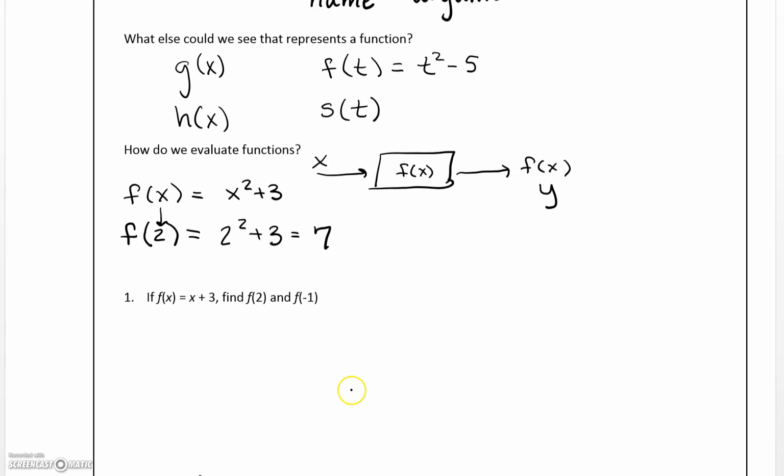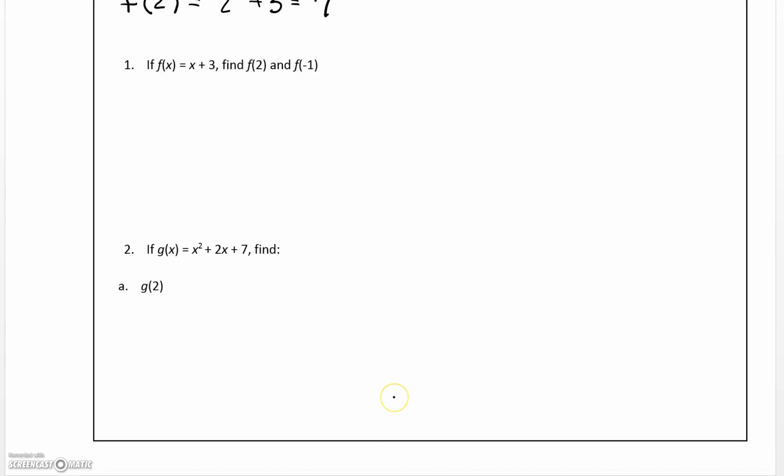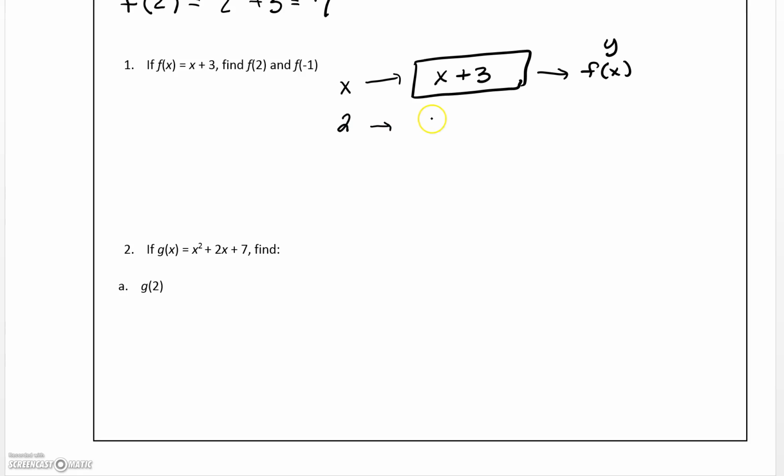So let's try a couple here. So this says that our function f of x is equal to x plus 3, and we want to find f of 2 and f of negative 1. Okay, so if you think about this, this is a function, a little machine, where we're going to put in x values, we're going to take that x and add 3 to it, and we're going to get out the f of x values, or the y values. You can kind of think of f of x and y as the same thing. So if we want to put in 2, well, we would do 2 plus 3, which would be 5, so f of 2 would be equal to 5.